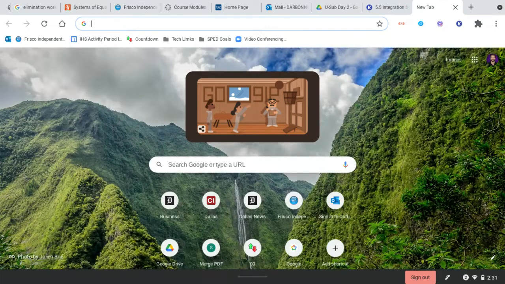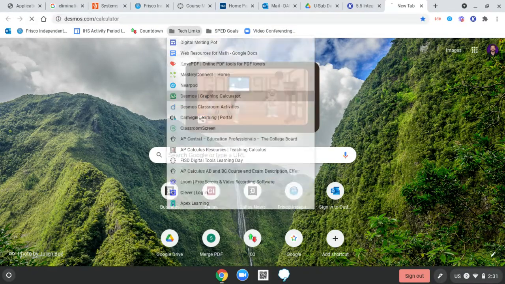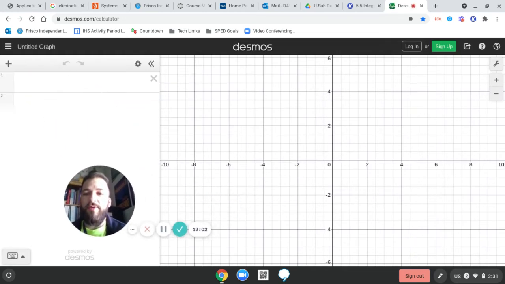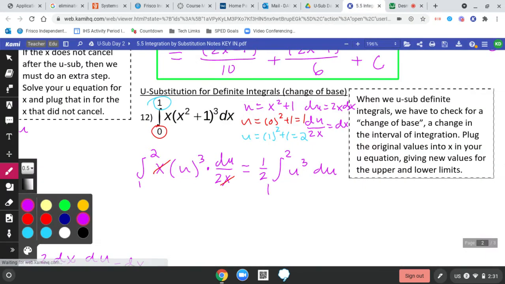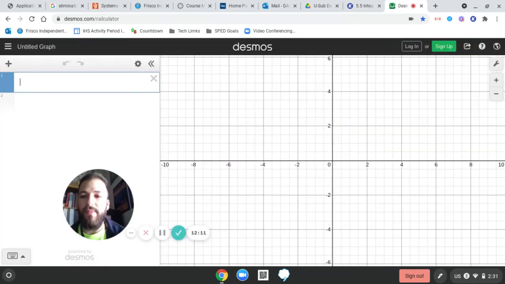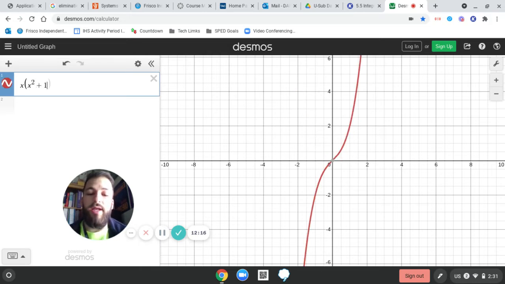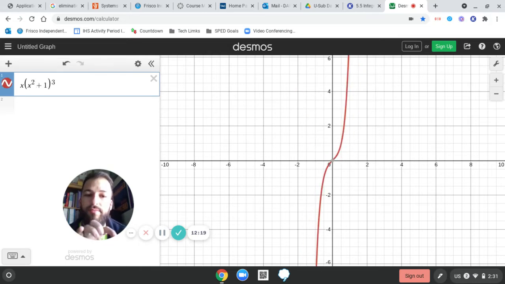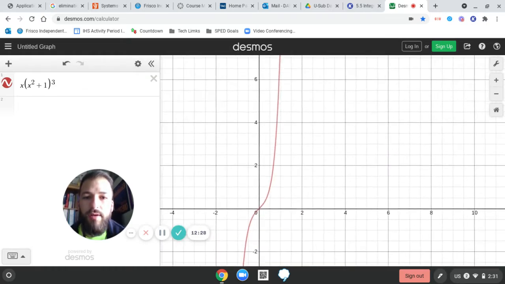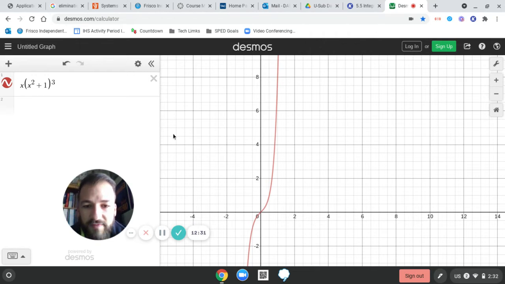So our original function, as I wait for Desmos to show up. There we go. Our original function was x times parentheses x squared plus 1 cubed. Okay, so that's a fairly normal looking cubic function. And we were integrating it from about 0 to 1, so kind of this little curvy triangle right there.